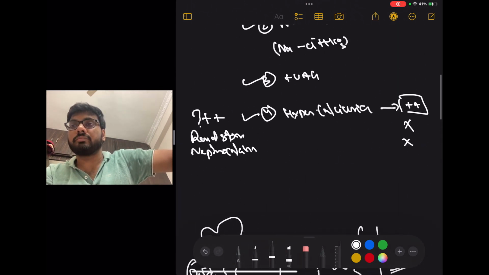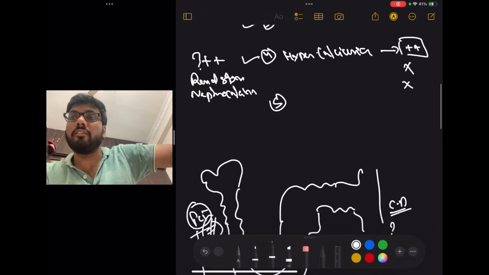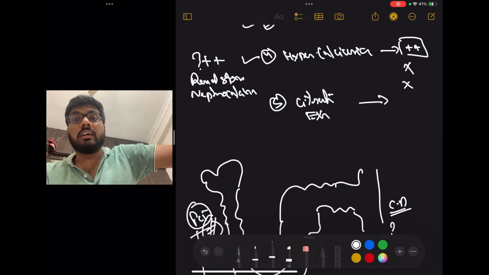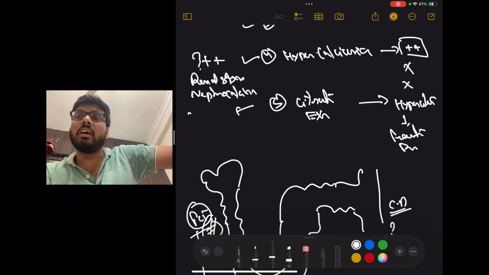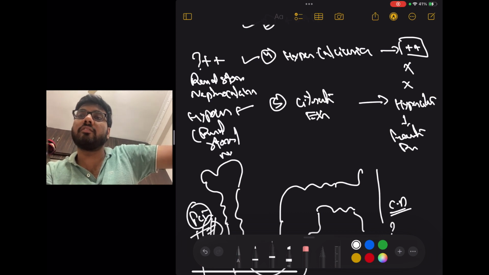So right here, hypercalciuria, and if we talk regarding the citrate excretion, here in case of proximal RTA, the patient will have hypercitriuria, preventing the renal stones. Here the patient will have hypocitriuria, because of which there is increased risk of renal stones and nephrocalcinosis.